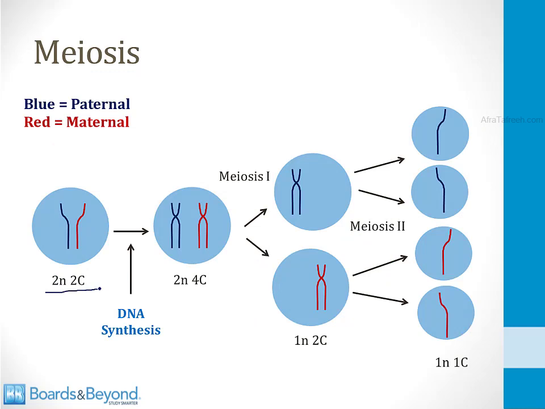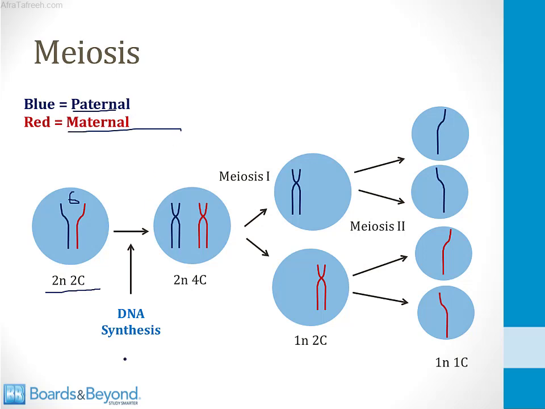It has two copies of each chromosome, and I've shown inside the cell a blue line and a red line to represent any particular chromosome. Let's just say it's chromosome 6 for argument's sake. So we've got two copies of chromosome 6, and each chromosome has only one chromatid. So this is a 2N, 2C cell. The blue chromosome comes from the father, so it's the paternal chromosome, and the red chromosome comes from the mother, so that's the maternal chromosome.